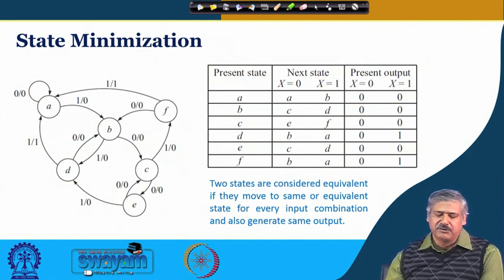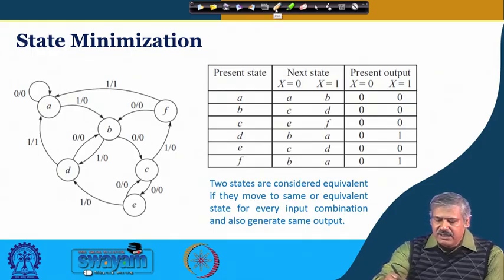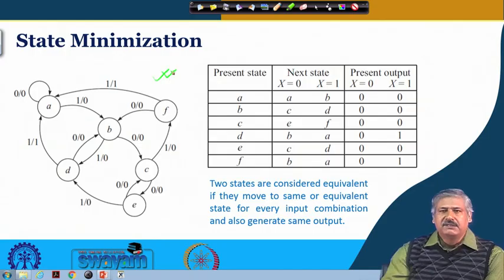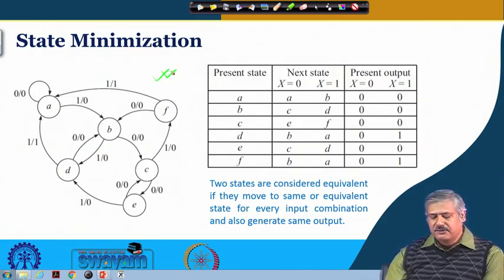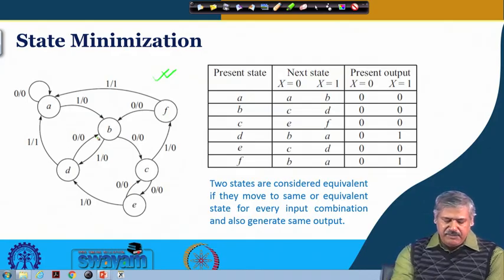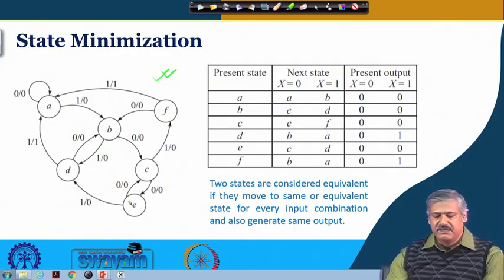and in the next class we will take up two more popular methods. This is one state transition diagram obtained from some source, and we have the job of seeing whether it can be minimized or not. We see that A, B, C, D, E, F, 6 states are there, and the first method that we shall employ is called the row elimination method.